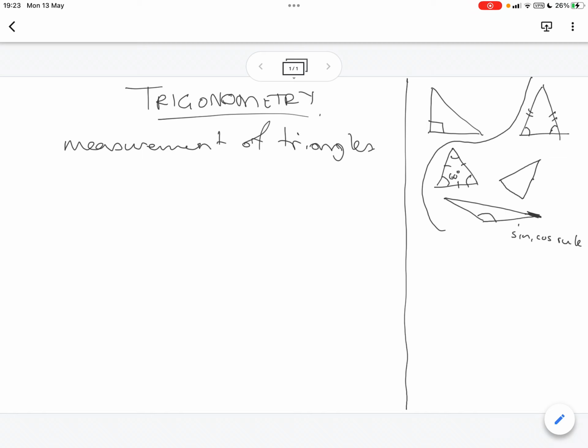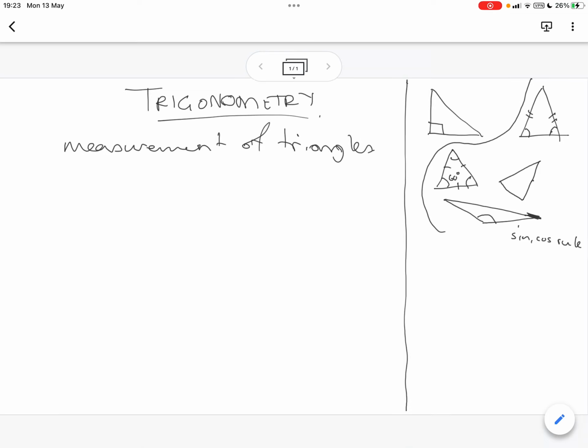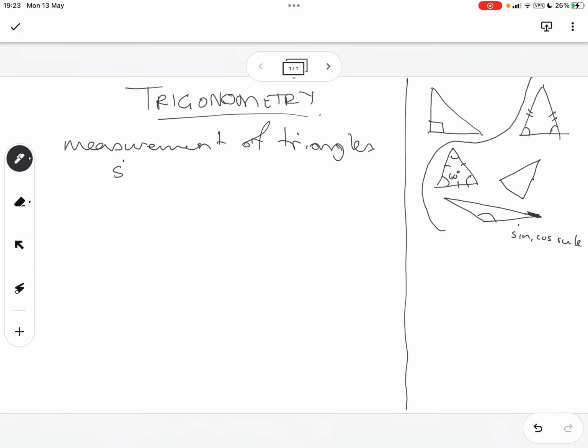So, when we learn trig, we start with a right angled triangle. And we use three trig ratios for these right angled triangles: sine, cos, and tan. So in right angled triangles, that's where we start, and we will use sine, cos, and tan to measure the angles.